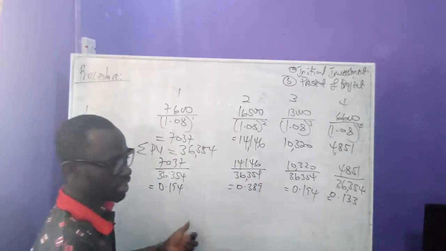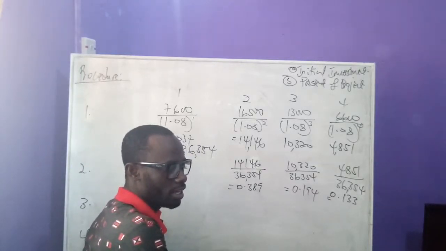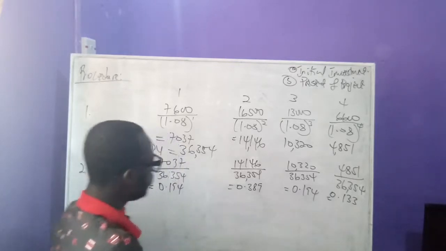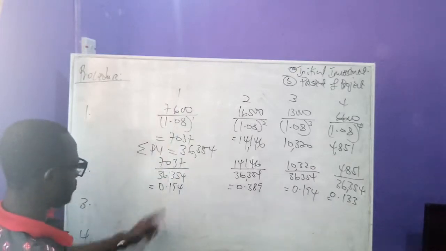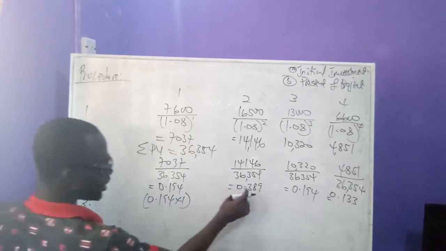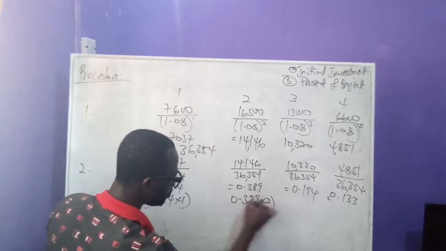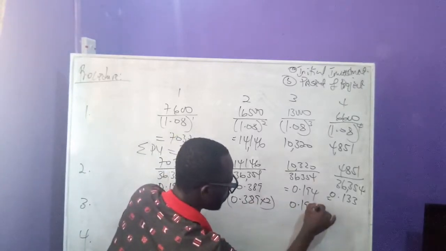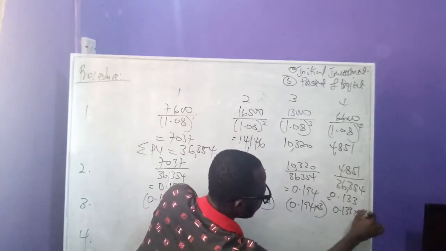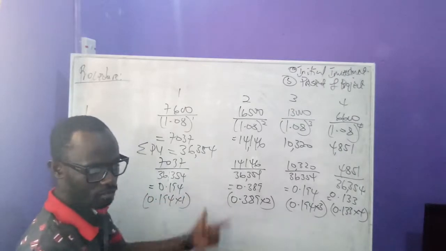Then step 3 says take the time period of each discounted cash flow and multiply by the respective proportion. So if you check, year 1 will multiply this, so this will be 0.194 times 1. This will be 0.389 times 2. This will be 0.194 times 3. And this will be 0.133 times 4. So that is it. Then we need to get the answers up there.